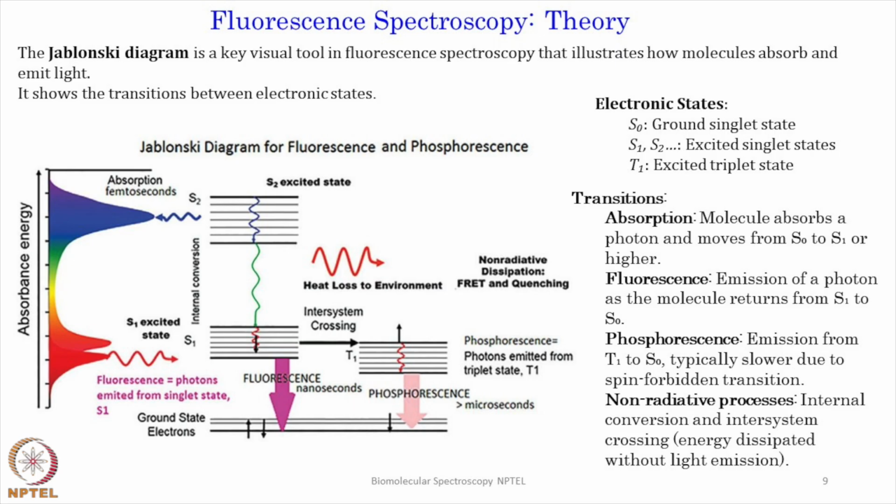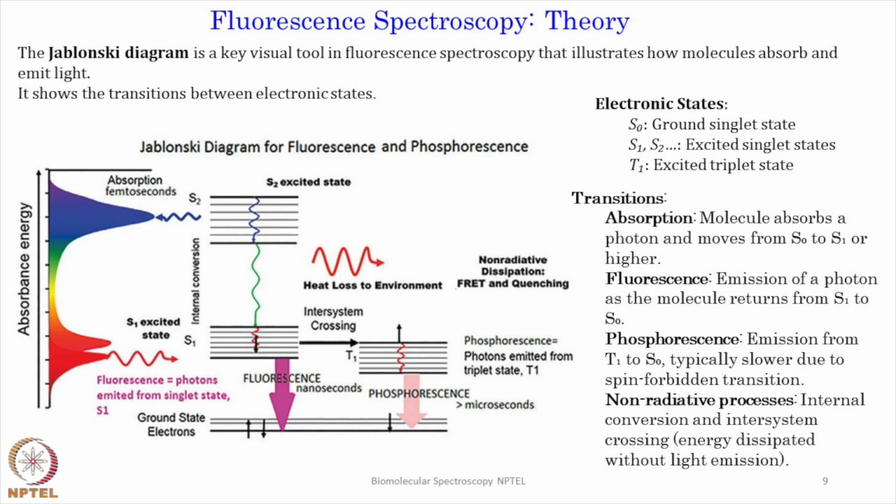From S2 it came to the lower vibrational state. From there again, by non-radiative relaxation, losing some energy, it goes to S1, and from there again comes to the S1 ground state, S1 V0. From there it emits light, which is called fluorescence. This happens in nanoseconds.